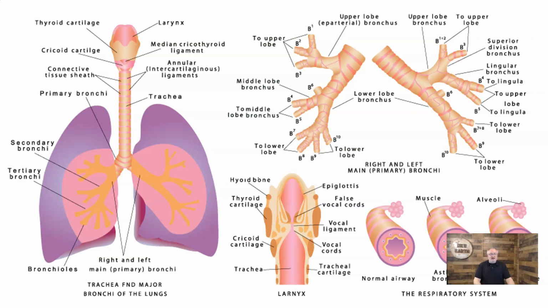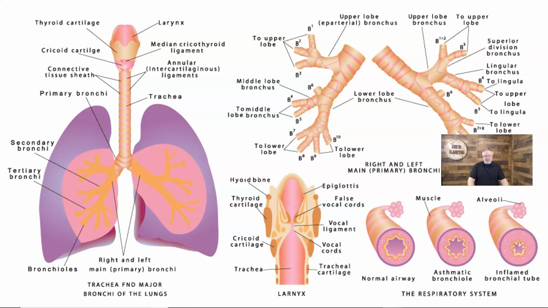On the upper right hand side, we see that we have two bronchi that are coming off of what would be the trachea up at the top. And then those would branch several times inside of the lungs themselves. And on the bottom right hand side, as I move this picture up a little bit, it says the respiratory system, and then normal airway, asthmatic bronchial, and inflamed bronchial tubes.